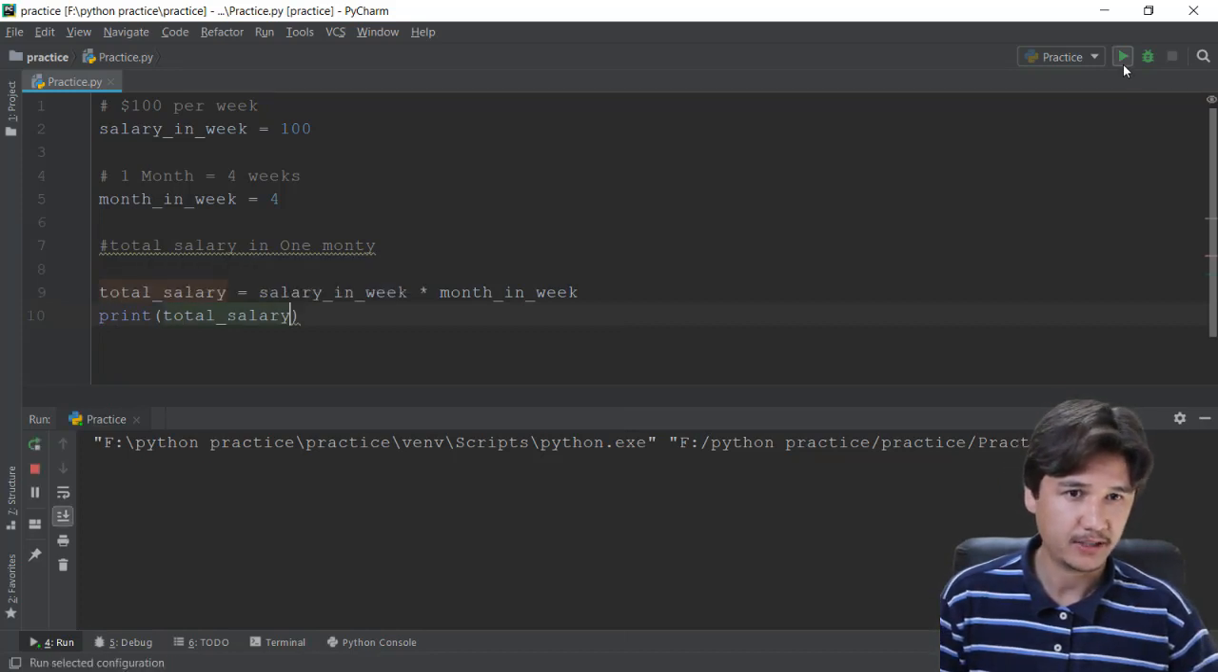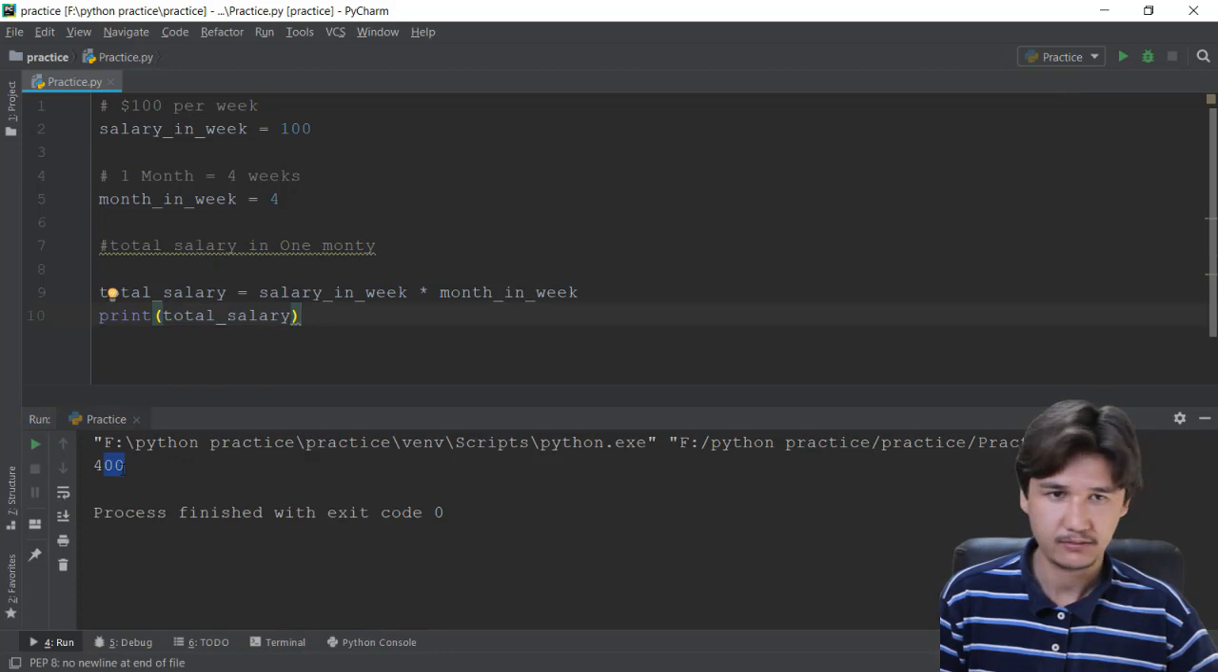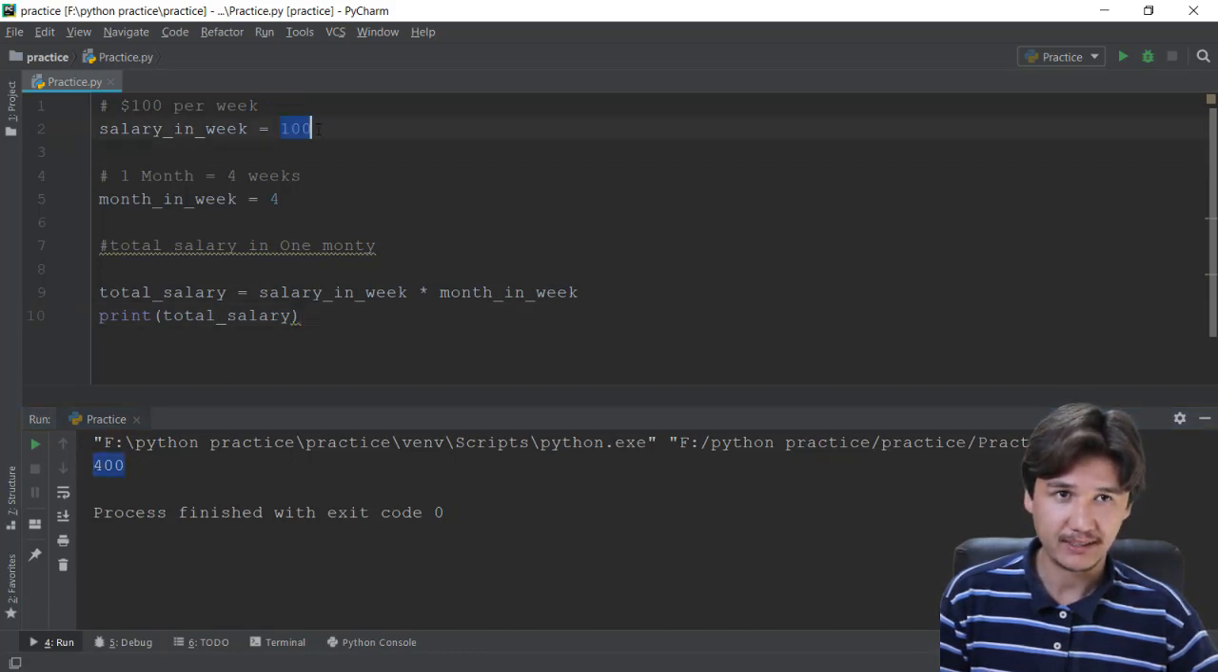Now we are going to write that in dollars, therefore we have $400. Now in 1 month I'm earning $400 if my salary in 1 week is $100, and therefore I'm writing that in 1 week. In a month we have 4 weeks.